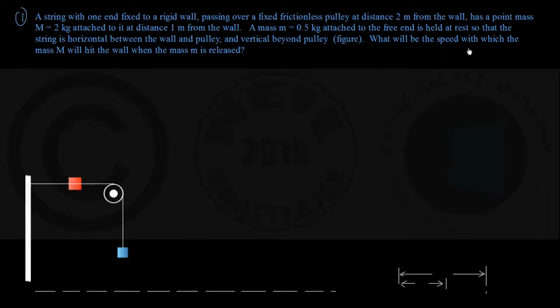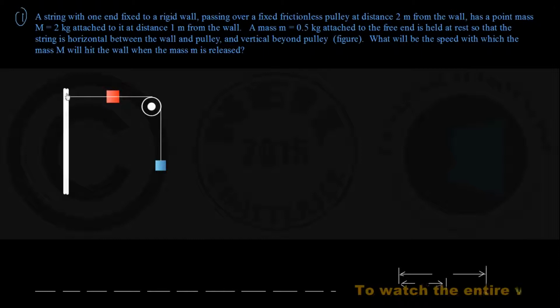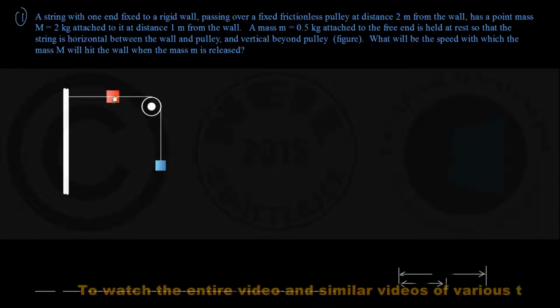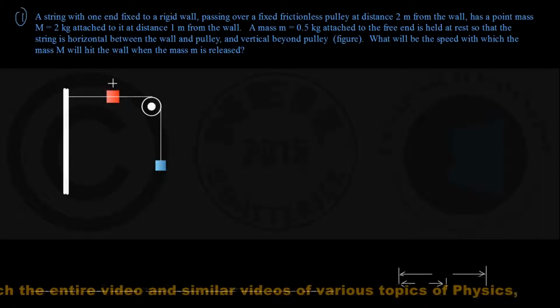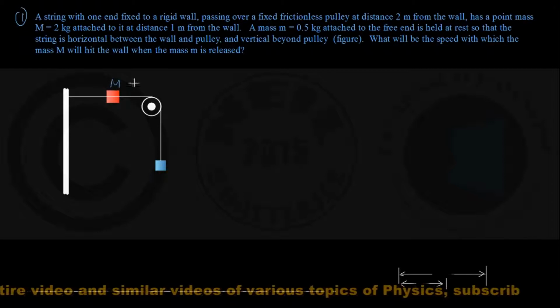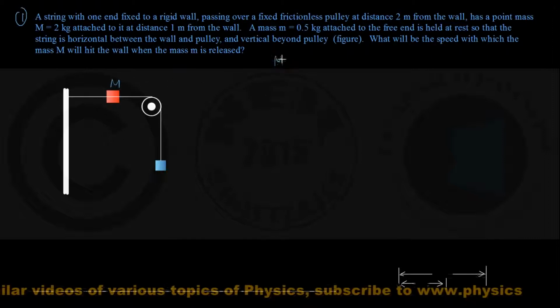What will be the speed with which the mass capital M will hit the wall when the mass small m is released? And the figure given is this one. As you can see, this is a rigid fixed vertical wall, and this is a fixed pulley. And there is a large point mass capital M attached to this horizontal part of the string. Initially, this M is given to be 2 kg. I'm writing it here.